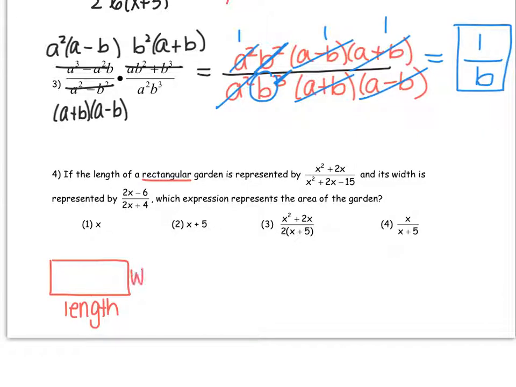and a width. So if we recall, the area formula for a rectangle is length times width. So I'd like to see if you could try this one on your own for homework. I'd like to see if you can multiply the length and the width together and simplify it just like we did those examples before.